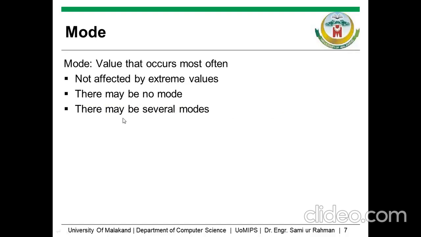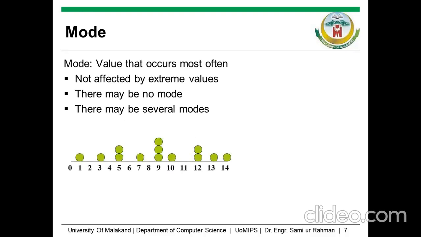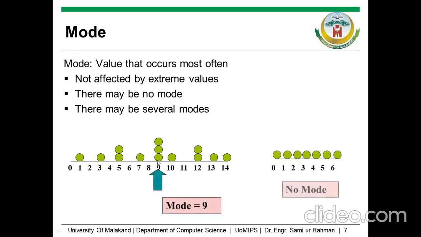There may be no mode, there may be several modes, because this is the frequency, the number of occurrences. For example, 1 occurred once, 3 occurred once, 5 occurred twice, 9 occurred thrice, and 12 occurred twice. Okay, so here the mode is 9. Now here there is no mode because the frequency for all the samples is 1. So there is no mode, and there can also be more than one mode.